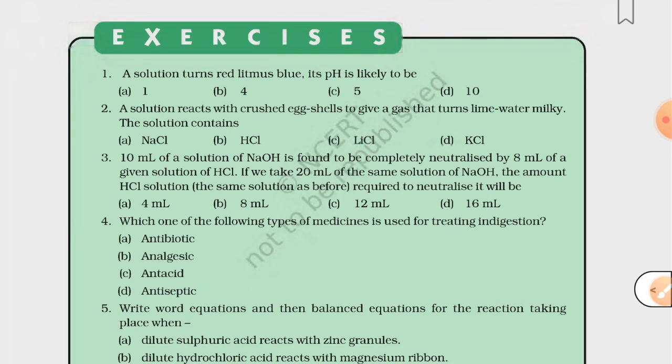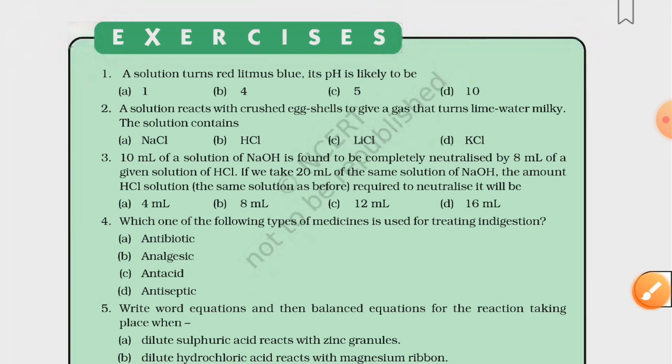You can see that the first one is: a solution turns red litmus blue, its pH is likely to be. Now students, if a solution turns red litmus blue, then the solution is basic and its pH, out of the given options, should be greater than 7. So our answer is going to be 10.